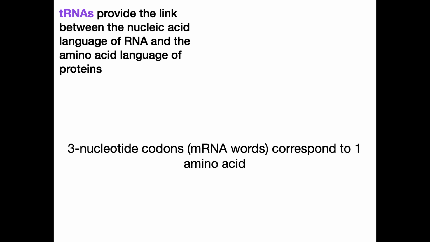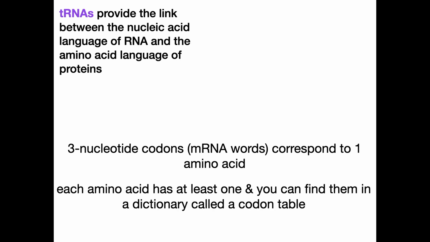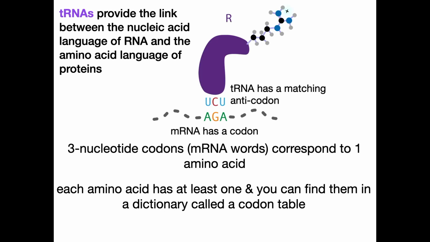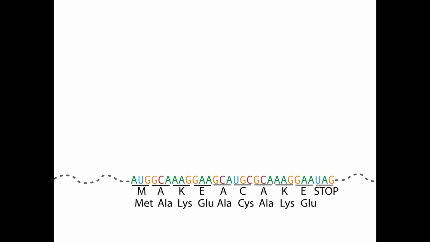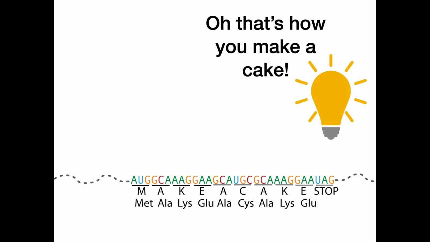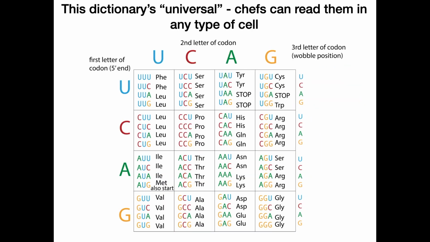So you have three-nucleotide codons, so basically mRNA words corresponding to one amino acid. Each amino acid has at least one of these codons, and you can find them in a dictionary called a codon table. So the mRNA has a codon, the tRNA has a matching anticodon, and it carries the corresponding amino acid. These three-letter words are non-overlapping, so as long as you know where to start, you read in three-letter steps, and the tRNA will bring it.